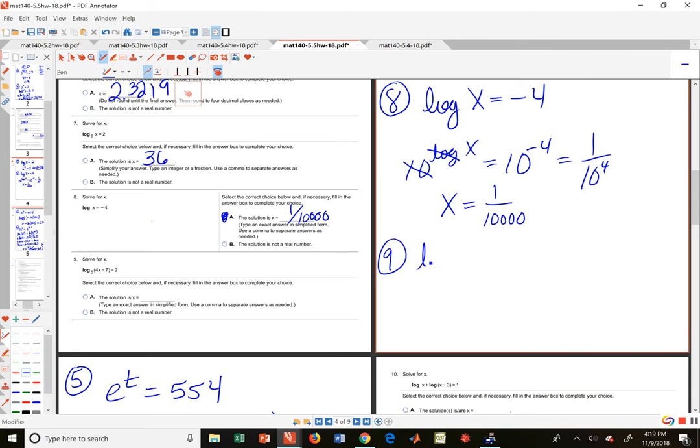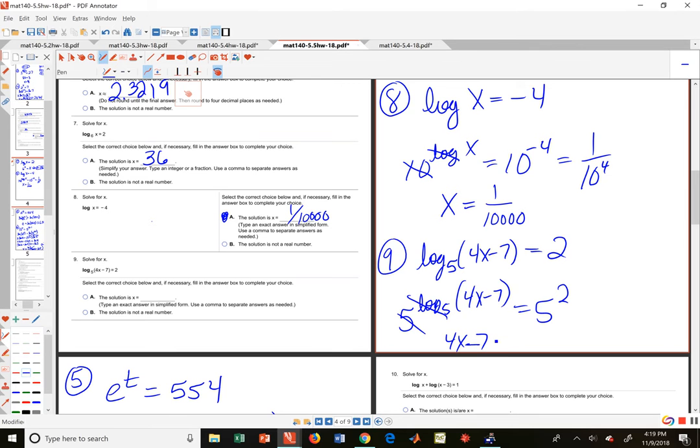On number 9, we have a base of 5. We have a variable inside there and a 2. So you apply the logarithm that will get rid of it, the one that will be the inverse of it. Okay, and so this cancels that, leaving you just 4x minus 7 equals 25. Don't forget to apply the base to the other side as well. Remember, 2 is an exponent. 2 is the exponent on the base 5 that makes that happen. It's an exponent here as well.